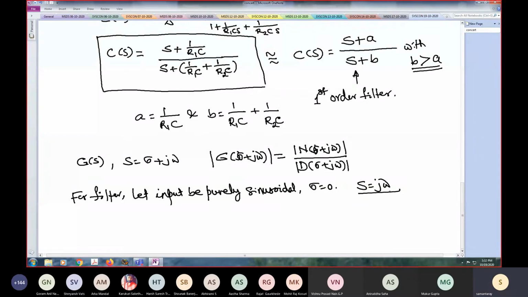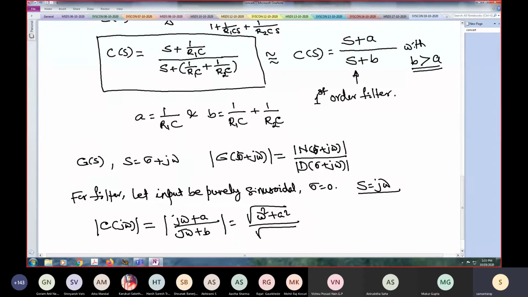So let's put, okay, what is magnitude C j omega? We will put in place of S j omega. Okay, so magnitude j omega plus A by j omega plus B. So square root omega square plus A square by square root omega square plus B square. That's what we will get.